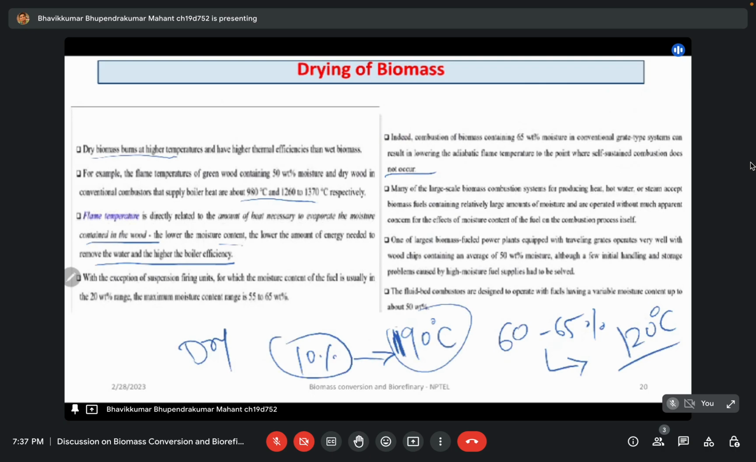Many of the large-scale biomass combustion systems for producing heat, hot water and steam accept biomass fuels containing relatively large amounts of moisture and are operating without much apparent concern. So that is a main concern. People in conventional processes do not understand that if you have more water, more moisture content, then it is difficult for us to treat in the conversion processes. On average, 58% moisture is currently used in biomass fuel power plants, and these are some amounts of drying. So why is drying important?